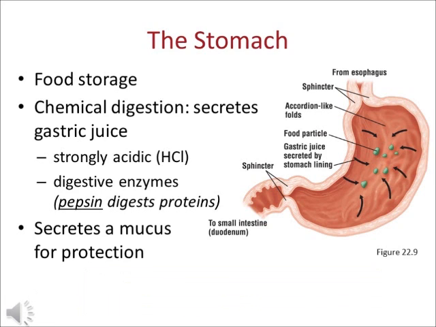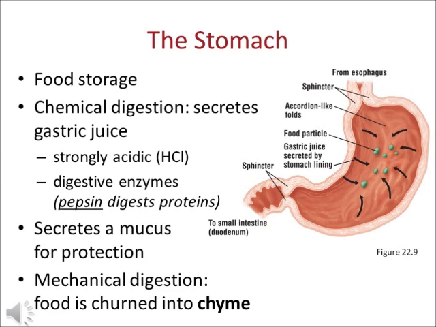The combined effect of chemical and mechanical digestion is that food is turned into what is called chyme, which, like the gastric juice of the stomach, is very acidic. It's chyme that moves on to the next compartment of the alimentary canal.